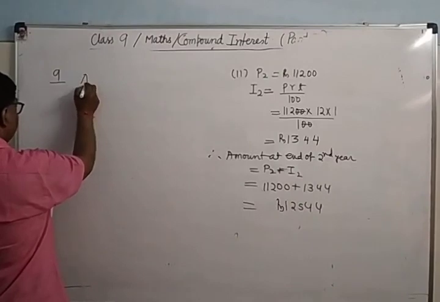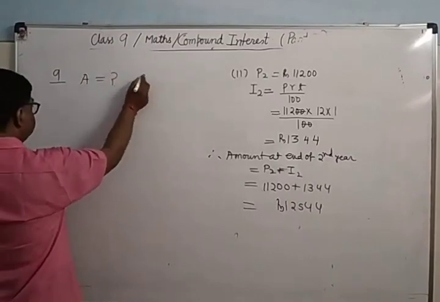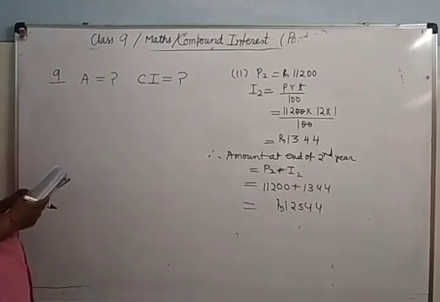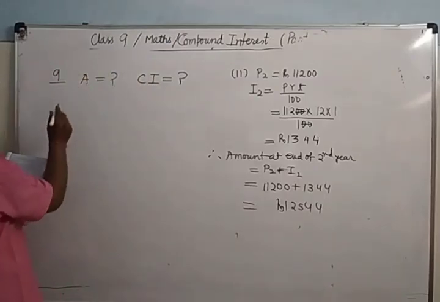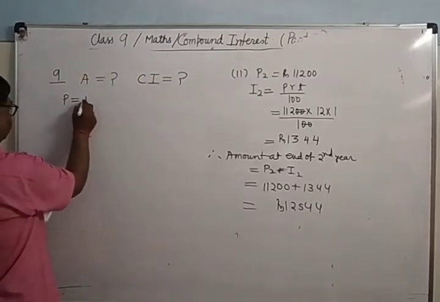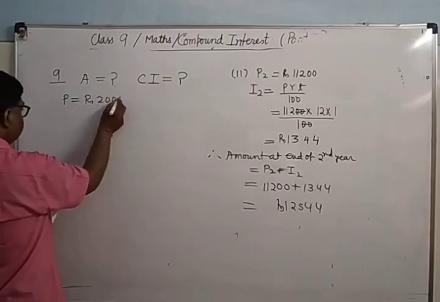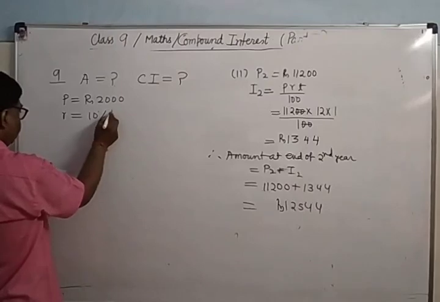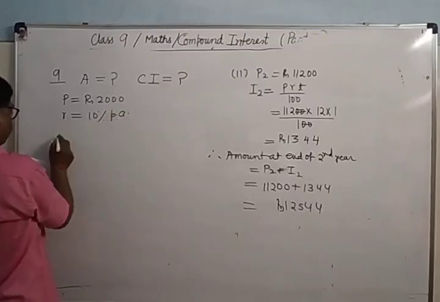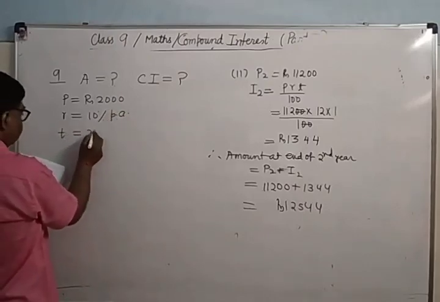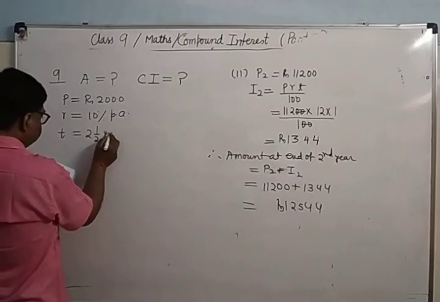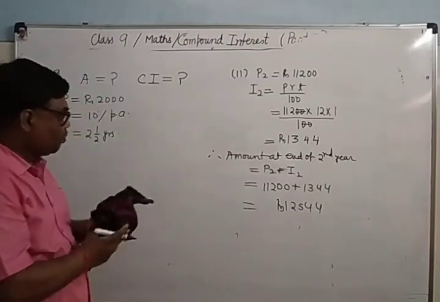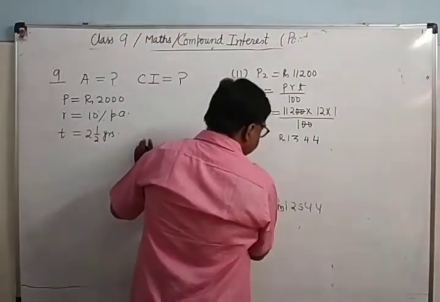So you can see here, question number 9. You have to find the amount and CI. CI equals final amount minus original principal. On rupees 2000, P equals rupees 2000. Rate is given 10% per annum and time is this year. So this is very simple. You have to calculate year by year.